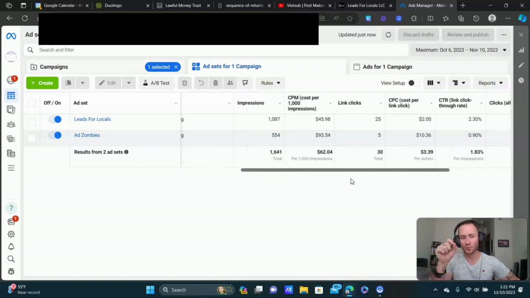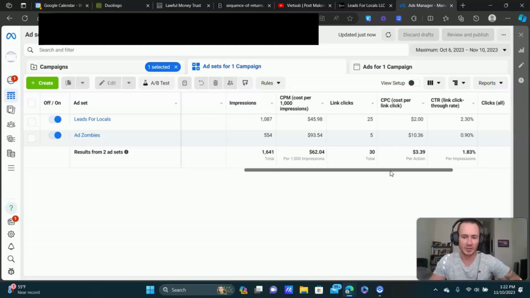A lot of your CPM cost has to do with the engagement you're getting on your ad campaigns. So the more people engage with it, they like it, comment, share, follow the page, click on it and become a lead, Facebook rewards that by lowering your cost per 1,000 impressions. So engagement is really, really key.